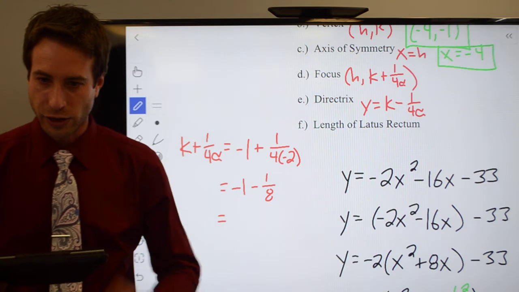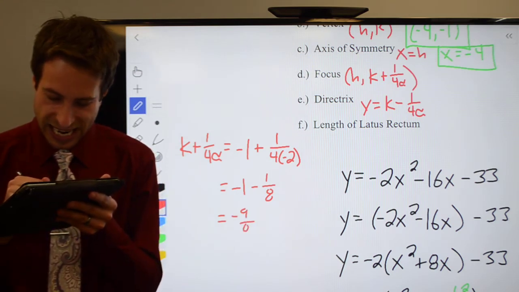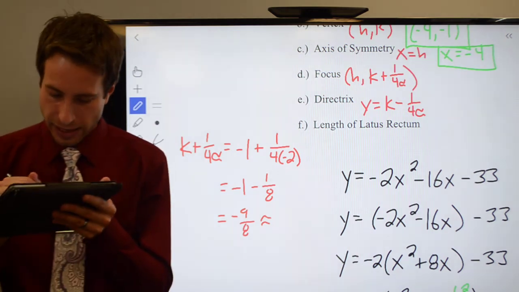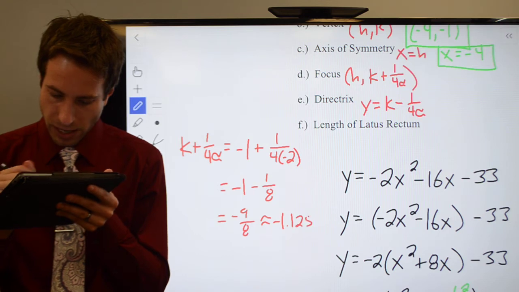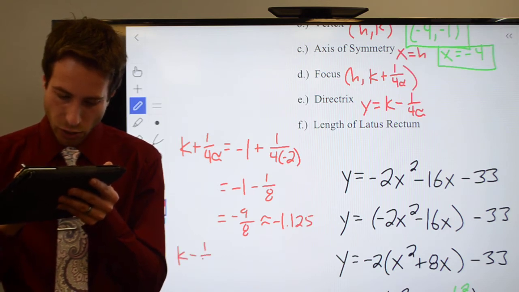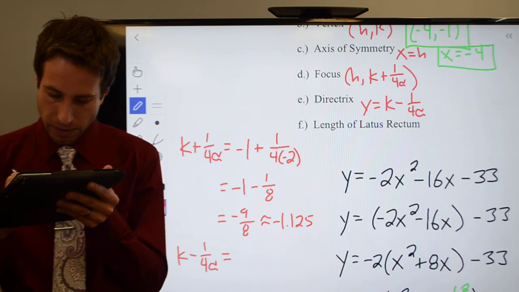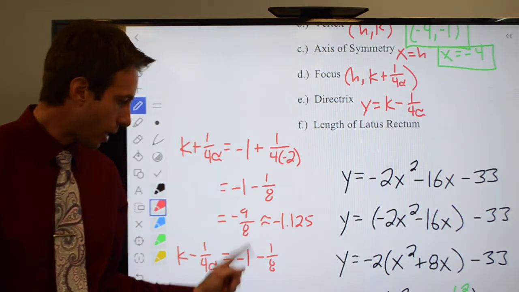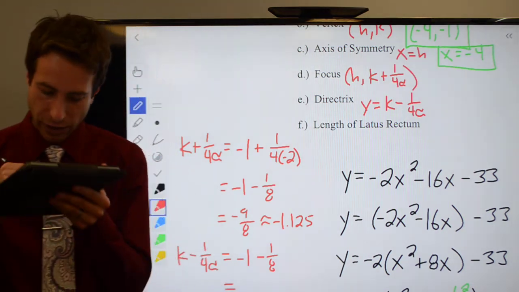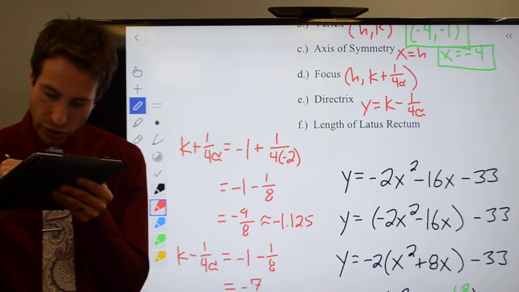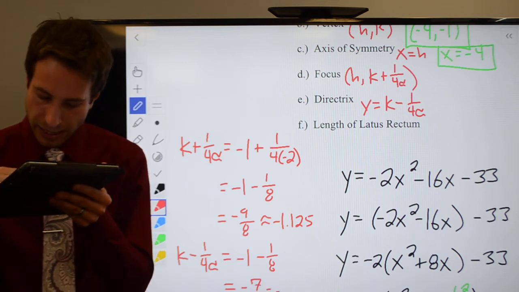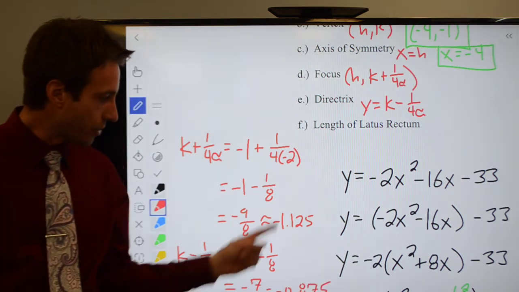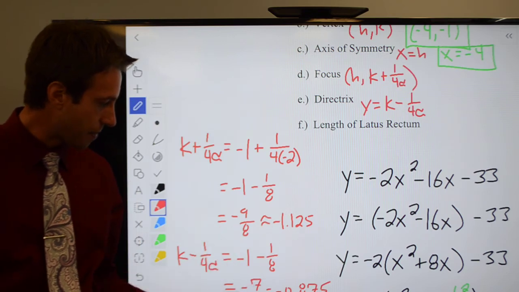Again, feel free to use your calculator if you need to. It comes out to be negative 9/8. Again, if you were to graph this, you'd want a decimal. So my calculator tells me negative 1.125. If I do k minus 1 over 4a, minus 1 minus 1/8, again, go ahead and put that in a calculator, minus 7/8, which is, according to my calculator, negative 0.875. So anyway, that's as a decimal. That's if it's a fraction.